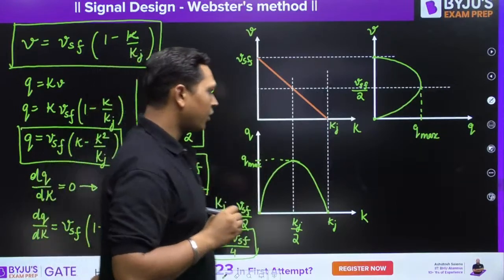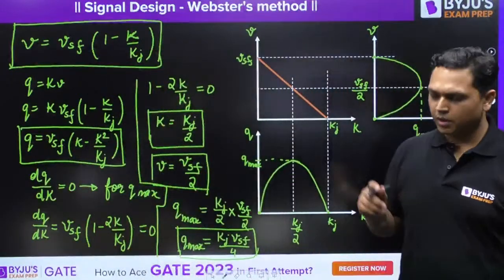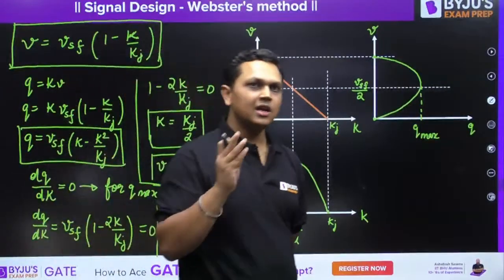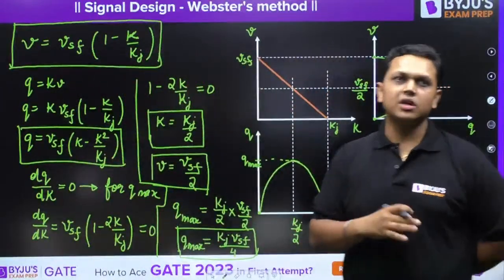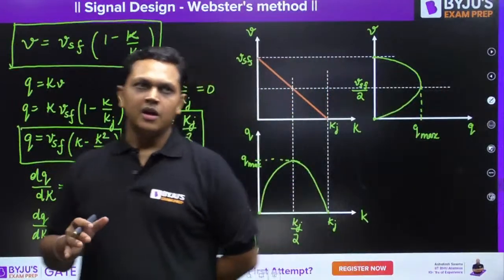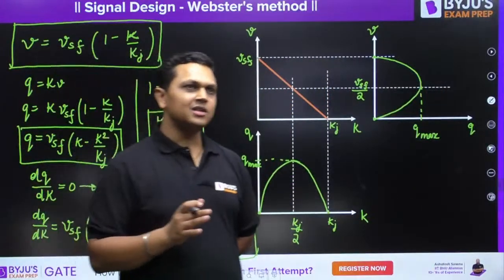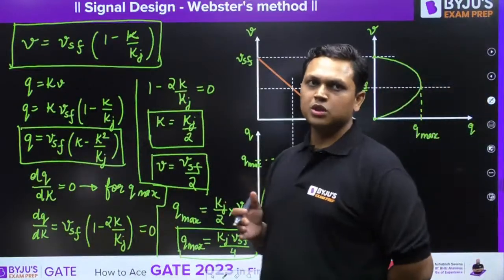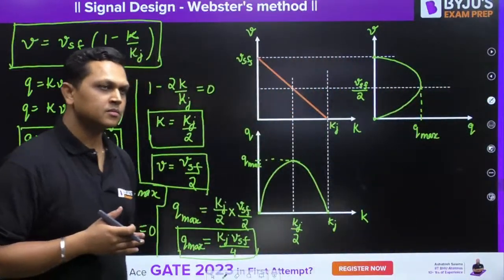Any doubt up to this point? Are all the relationships between traffic flow, traffic density and velocity clear to you all according to the Greenshields model? If there is any doubt up to this point, you can ask me, guys.